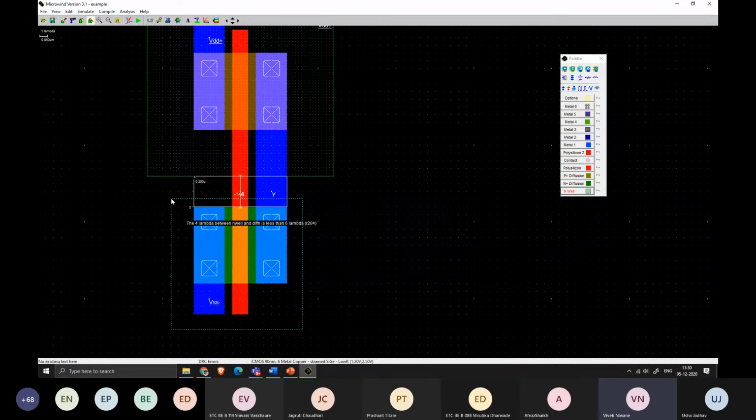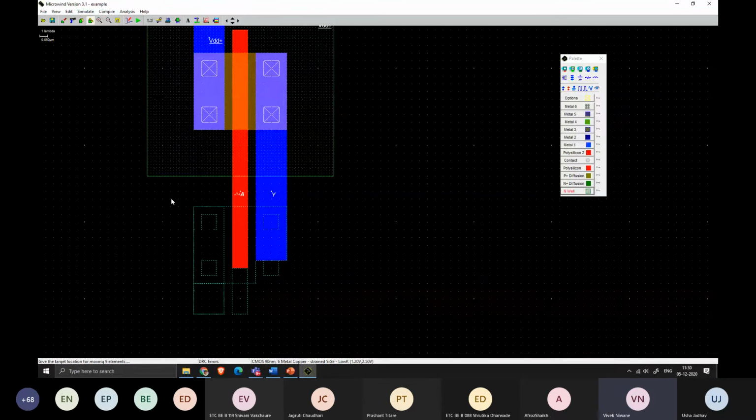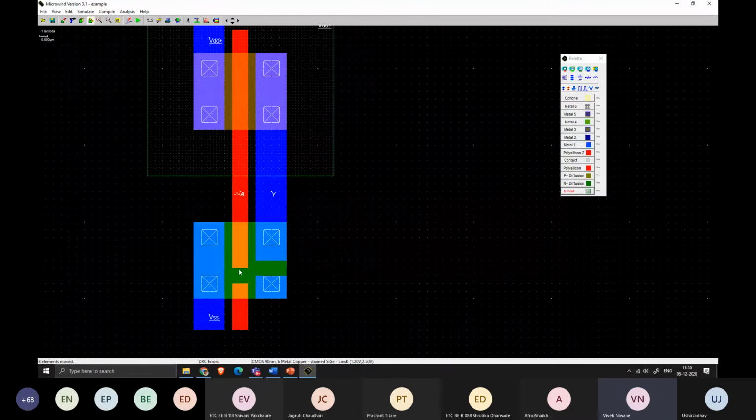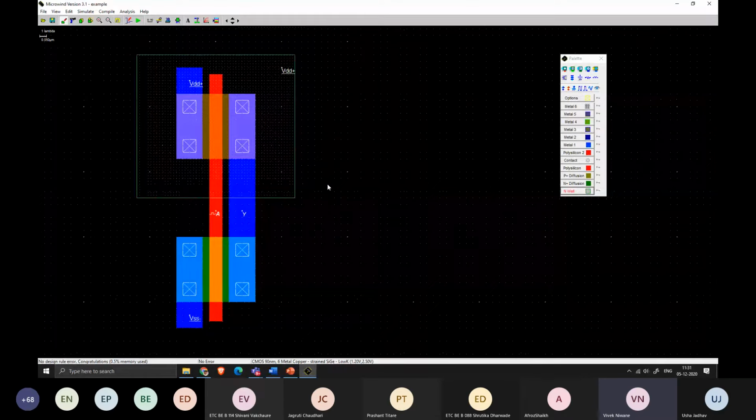And how we come to know 1 lambda? The distance between two dots over here is 1 lambda. So 4, it is 5, it is 6. Okay, now I need to handle the polysilicon layers as well. Okay, now let us once again click on DRC. Okay, fine, we have removed the error. Now we are ready to simulate it.